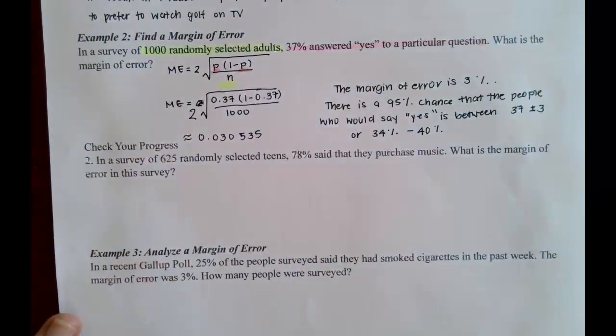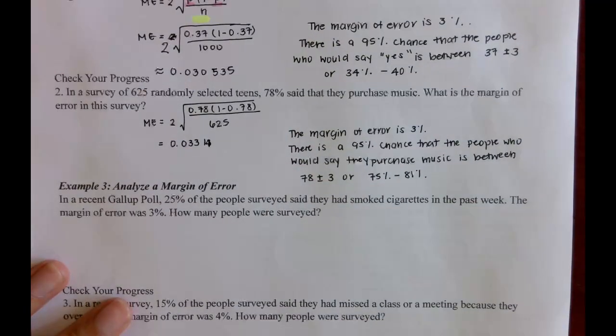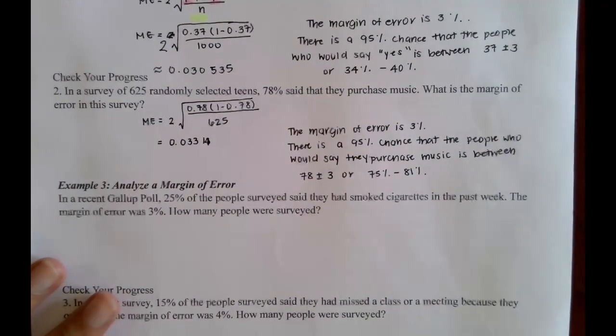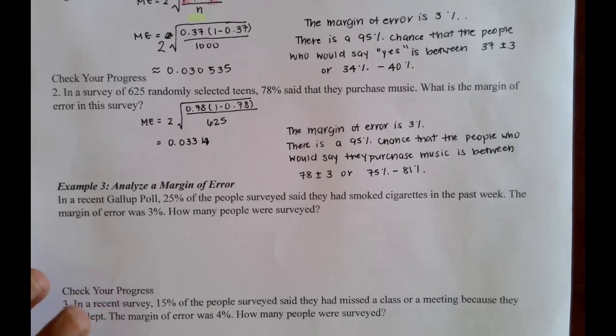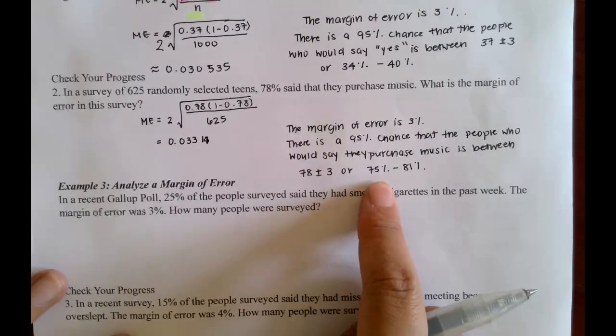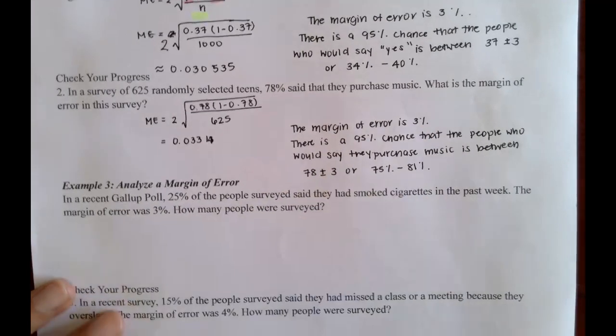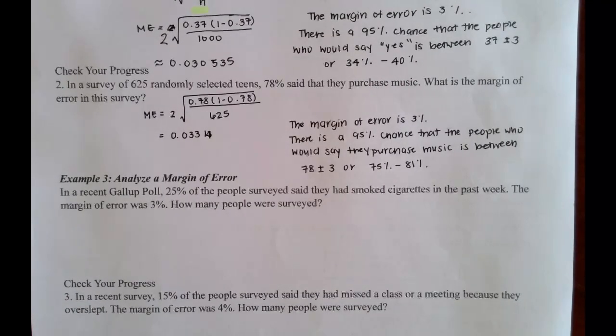Okay. So why don't you try CYP2, and then once you're done, come check the answer. Okay, you should have gotten that the margin of error is 3%, which means that there's a 95% chance that the people who would say they purchase music is between 78 plus or minus the 3, or between 75% of people to 81% of people would say that they purchase music. Okay. If you got that right, you can move on to our last example. If not, here is your explanation.